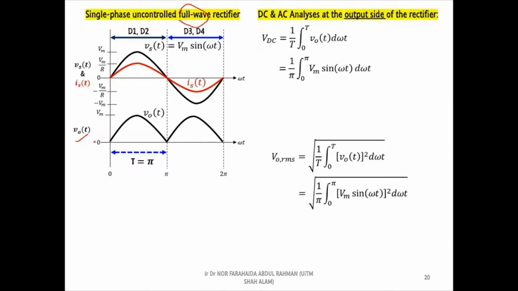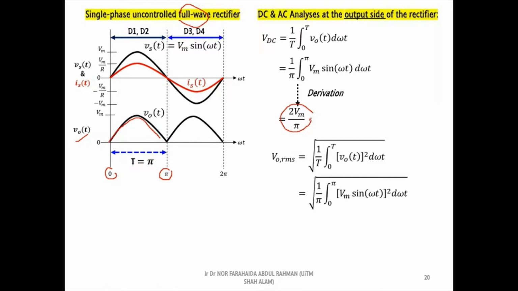Moreover, according to the wave shape, we can also set the range of the integral in both equations as 0 and pi. By completing the derivation, we can see that the average output voltage of the full wave rectifier is equal to Vm per pi.